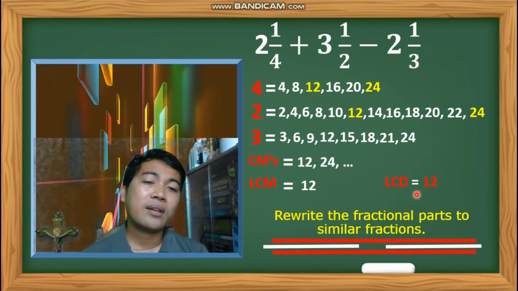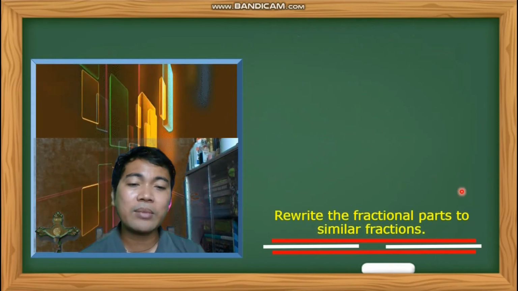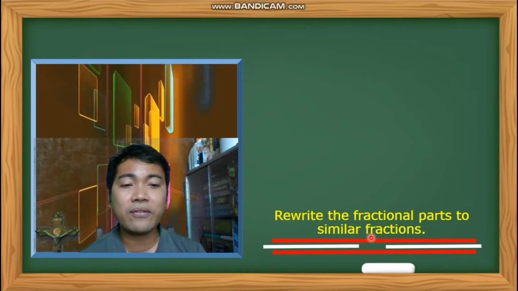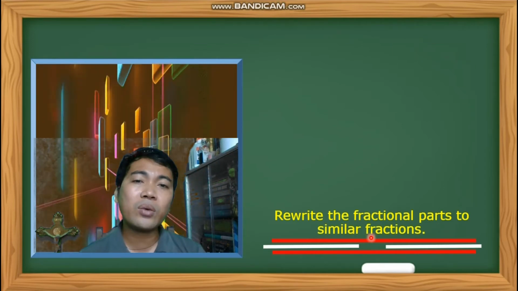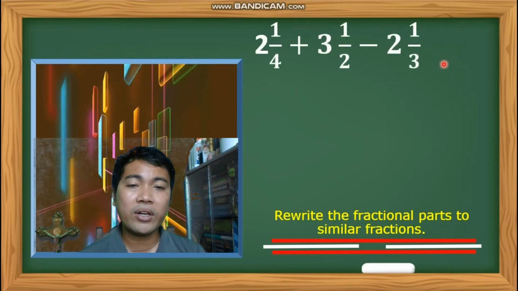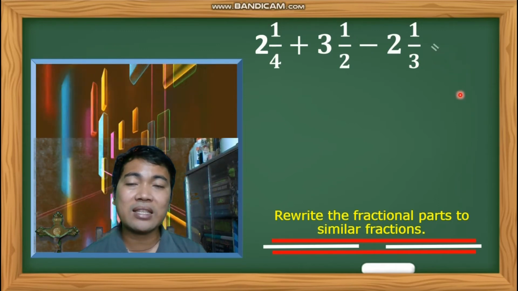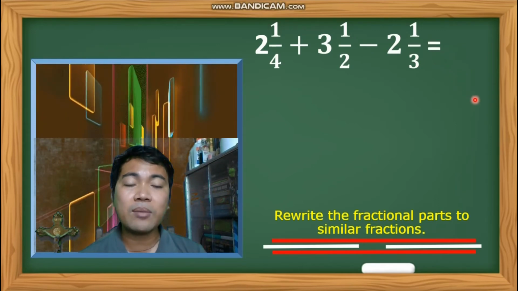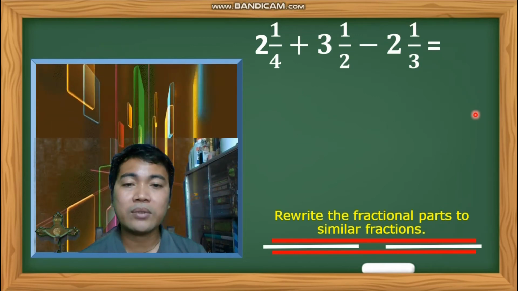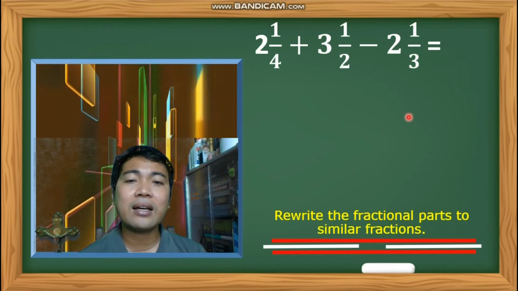Alright. Next rule is to rewrite the fractional parts to similar fractions. Okay. So 2 and 1/4 plus 3 and 1/2 minus 2 and 1/3. We will have to rewrite. Ibig sabihin, we will have to change this dissimilar fraction into similar fraction using LCD, which is 12. Alright. So, ilagay na natin kaagad ang LCD na 12.